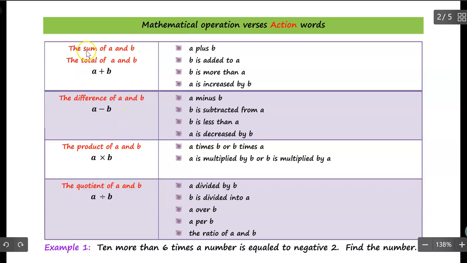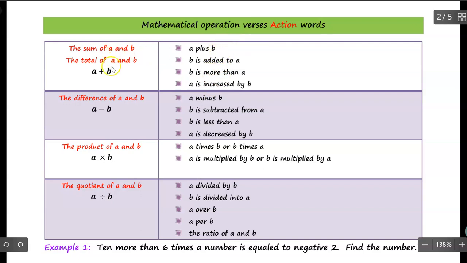Okay, so if we talk about the sum of A and B, or the total of A and B, we are talking about addition. If we are talking about the difference of A and B, that means we subtract. The product means multiplication. The quotient means division. So sum is addition, difference is subtraction, product is multiplication, quotient is division. There are different languages here. Different wording can be used to express the same thing.